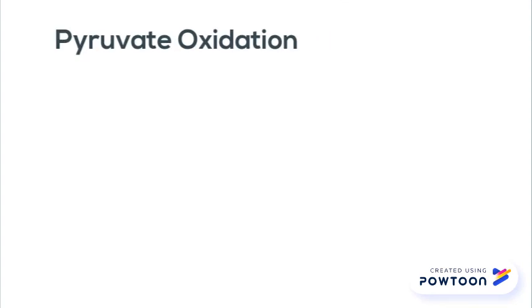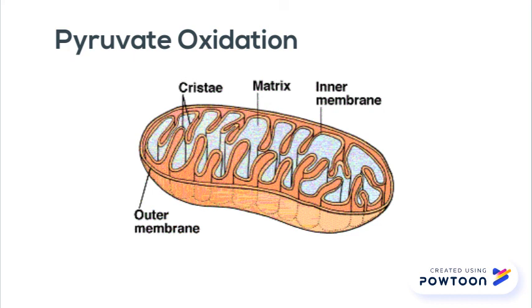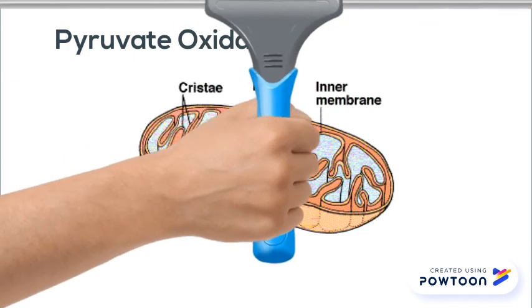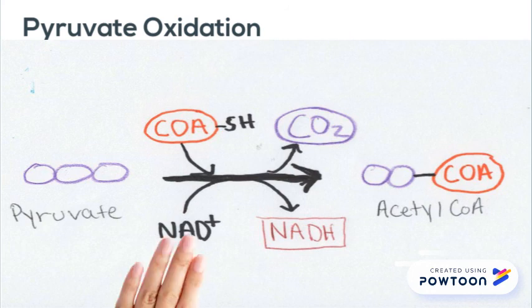The second stage is pyruvate oxidation. This takes place in the matrix, the innermost component of the mitochondria, the powerhouse of the cell. Each pyruvate is oxidized, which converts the pyruvate into acetyl-CoA and produces 1 NADH and releases 1 carbon dioxide molecule. This is crucial because acetyl-CoA acts as fuel for the next stage, the citric acid cycle.